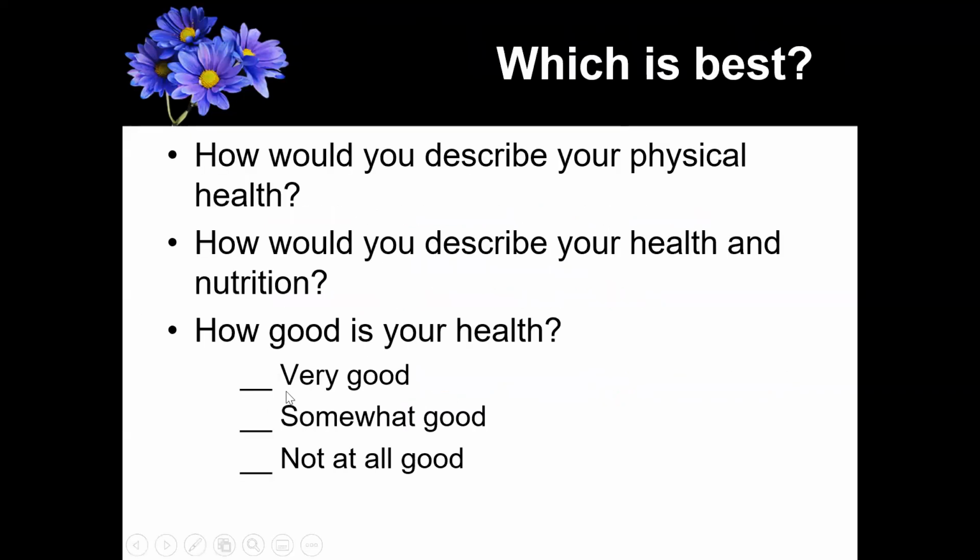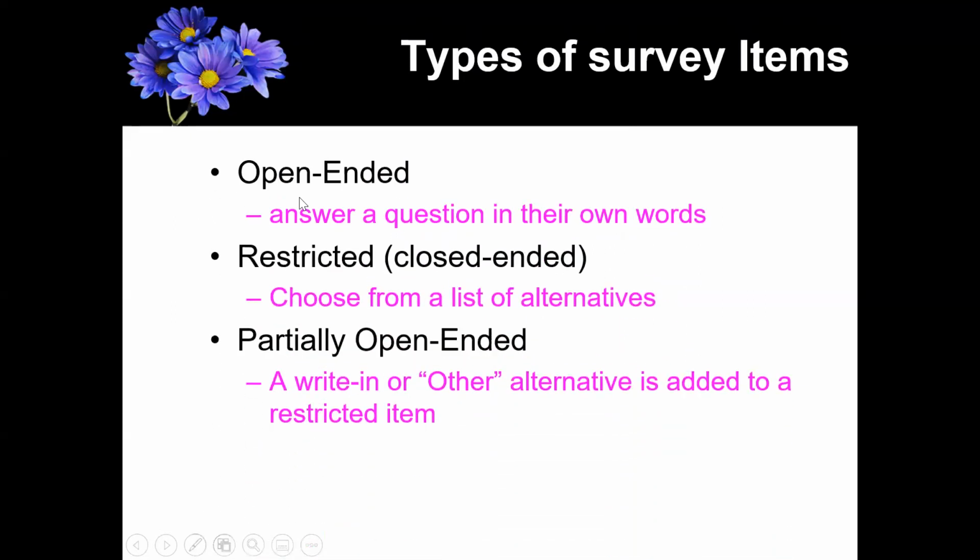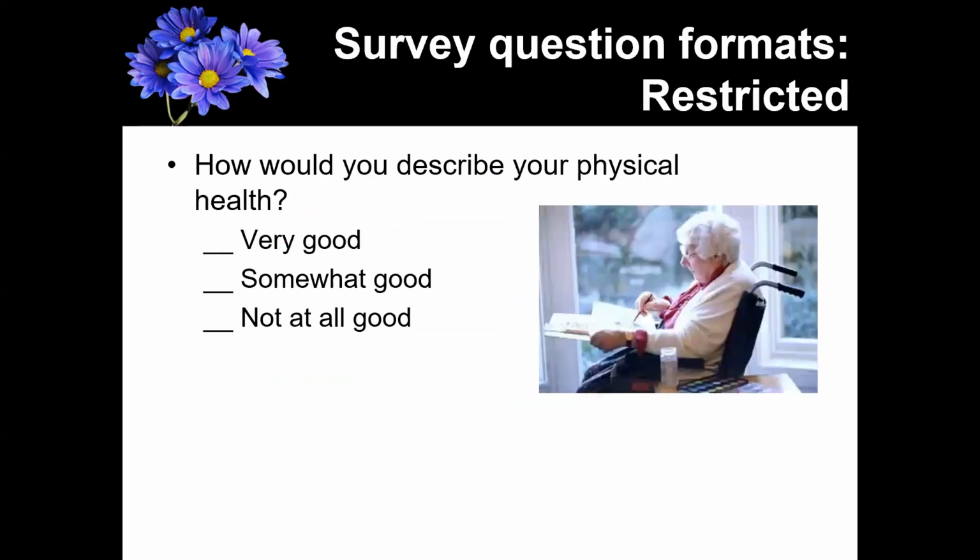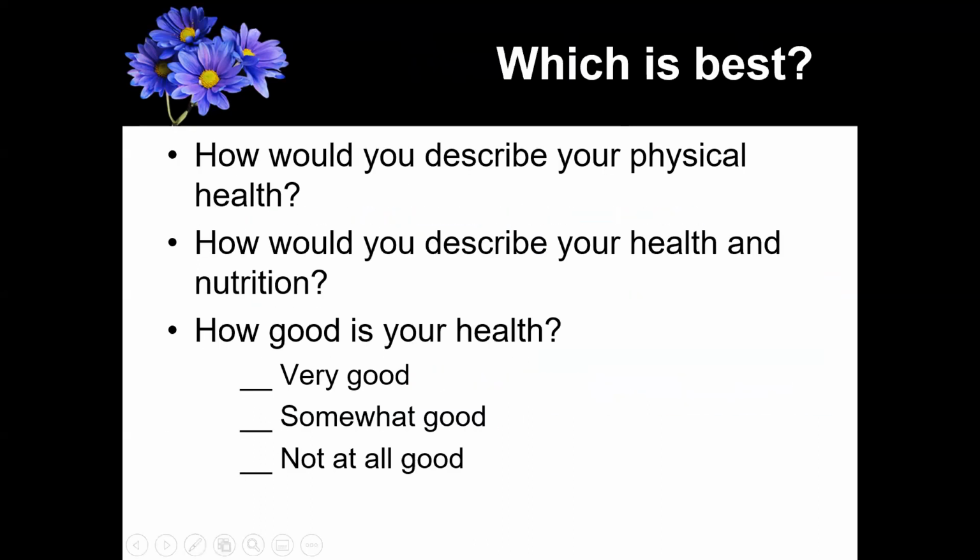So that would be this one here. How good is your health? And they have to pick one of these. This would be, say, open-ended, where they have to just answer in their own words. The last option that's a hybrid between these two is partially open-ended, and we're going to look at the pros and cons of each of these in a second. But partially open-ended means that they have one option, like an other response. So that would be if you added down here other, and if they select other, they can type in their response.